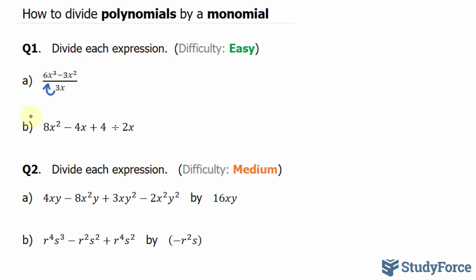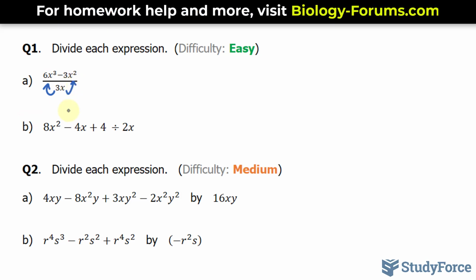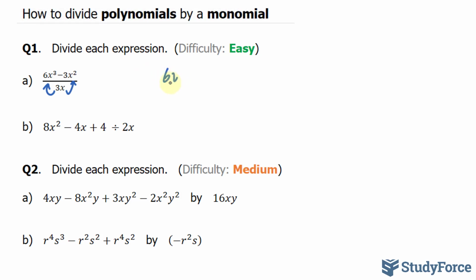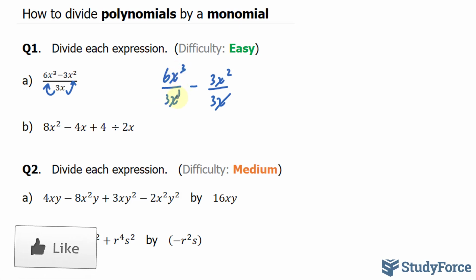So 6x to the power of 3 is over 3x minus 3x to the power of 2 over 3x. Let me show you. So you have 6x to the power of 3 over 3x minus 3x squared over 3x. At this point, you're going to use the exponent laws, namely the quotient rule. X to the power of 3 over x, we subtract 3 minus the exponent 1. That's x to the power of 2.